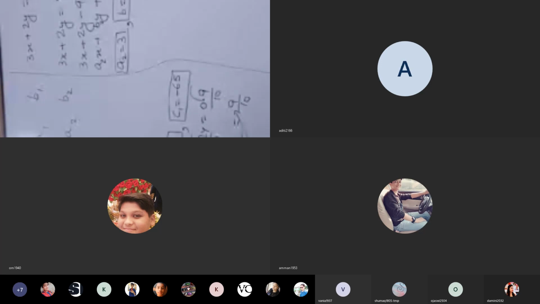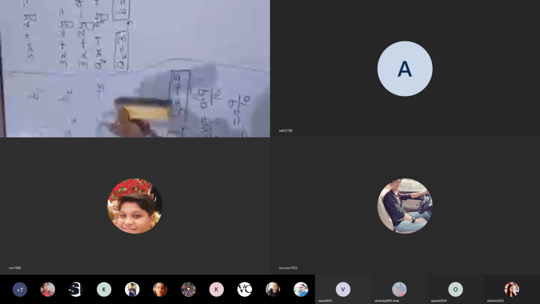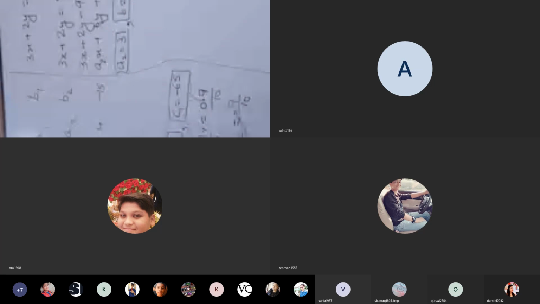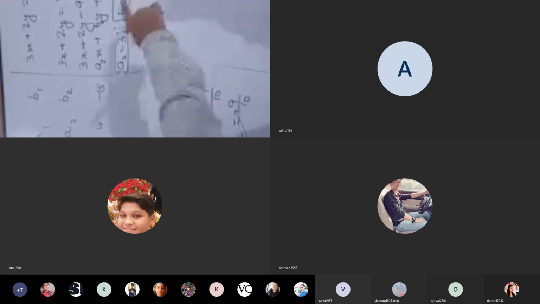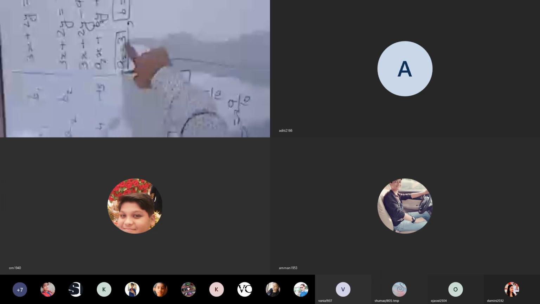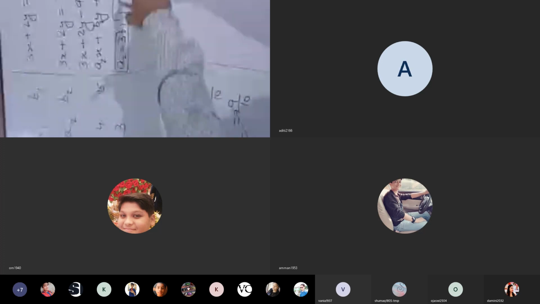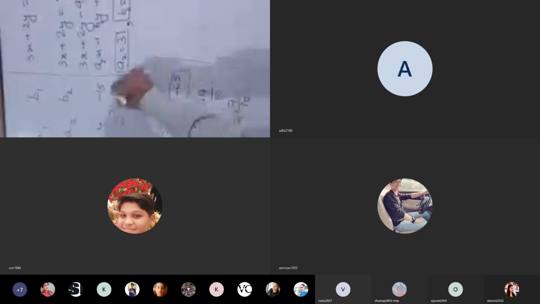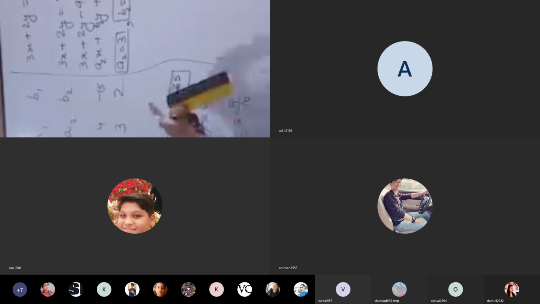B1 minus 15, C1 minus 65, A1 4, B1 minus 15. Between these numbers you have to give sufficient gap, as I am giving. Gap is there. You have to keep a gap between all of them. Now B2 2, C2 minus 9, A2 3, B2 2.